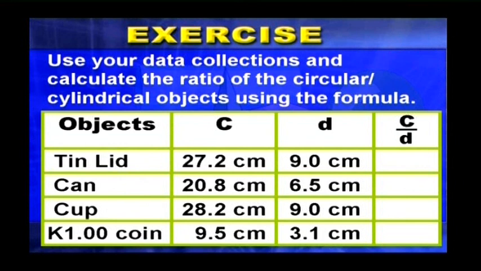Is that clear? So for example, the tin lid, the circumference is 27.2 centimeter and the diameter is 9.0 centimeter or 9 centimeter. So you are going to divide 27.2 by its diameter, which is 9 centimeter, and you will come up with your answer, and you put your answer under the column where you can see C over D. Is that clear? Okay. Receiving teacher, please, you can group your students. You assign the students to work in their groups.